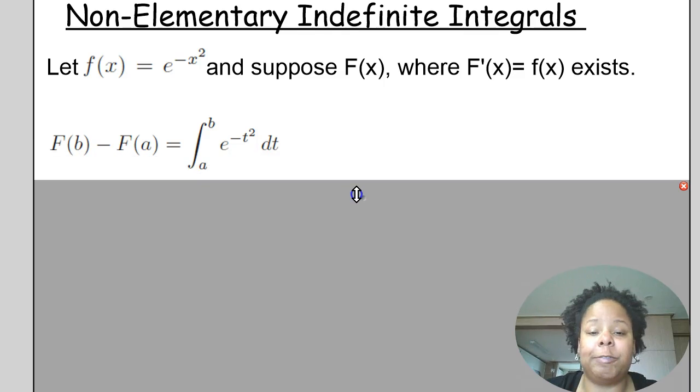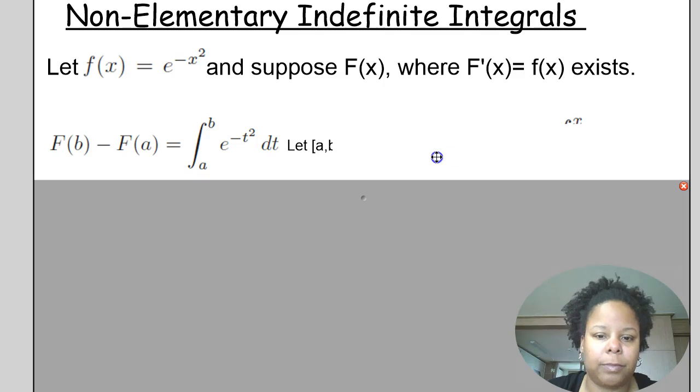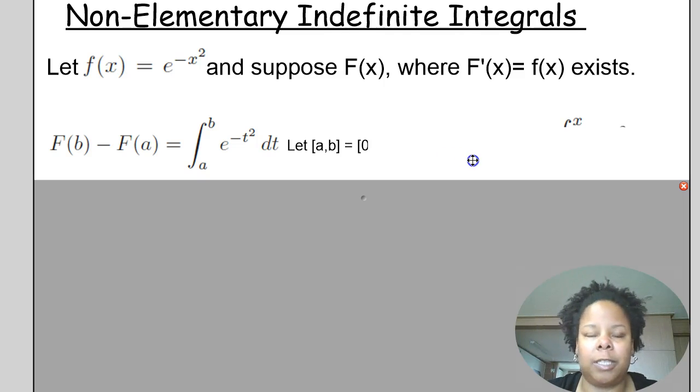So if the antiderivative exists, and it's some big function F of x, then to find the definite integral from a to b of e to the negative t squared with respect to t, we know from the first fundamental theorem of calculus that it's going to be big F of b minus big F of a. So let's change a and b. Instead of being from just any general a and b, let the integral be from 0 to some value x, okay?